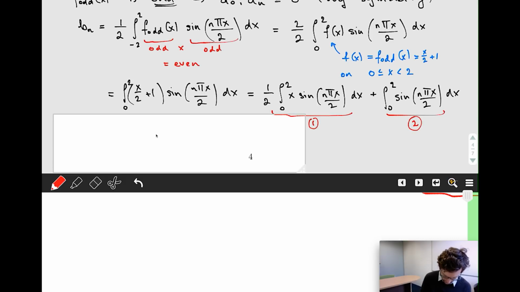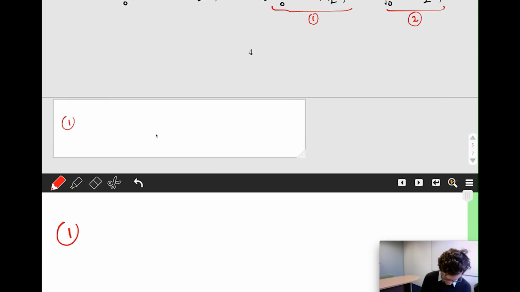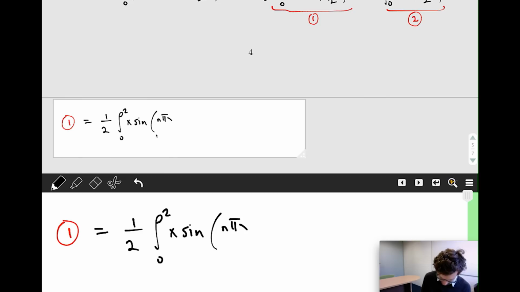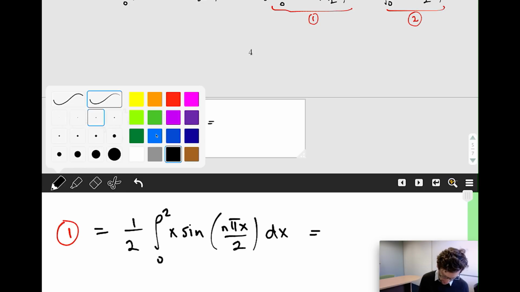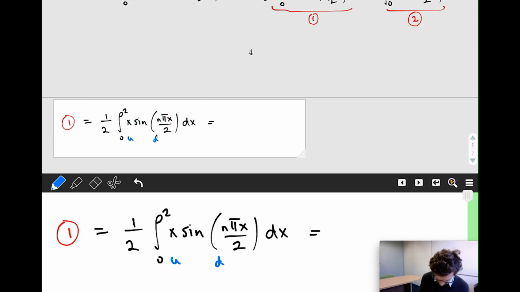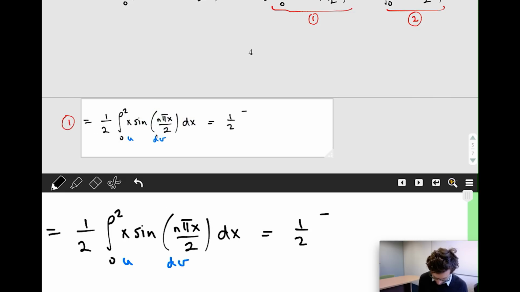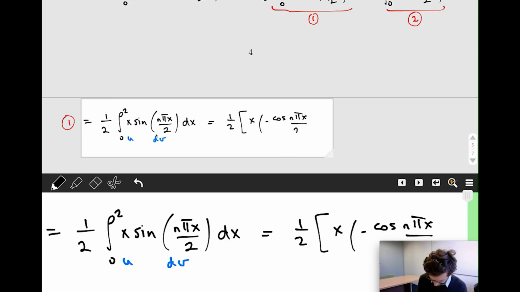So 1 is going to be carried out by integration by parts. Just to write that out again, we've got a half integral from 0 to 2 of x sine n pi x over 2 dx. We're going to use u is equal to x and dv is equal to sine n pi x over 2 dx. So that gives me a half u times v, which is x times the integral of sine n pi x over 2, which is minus cosine n pi x over 2, all divided by n pi divided by 2.